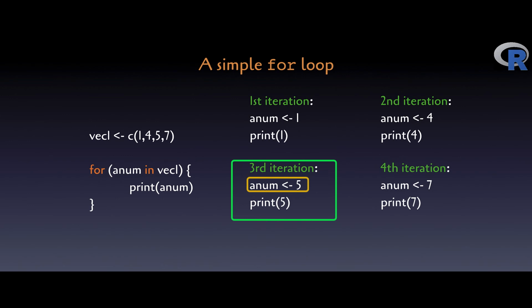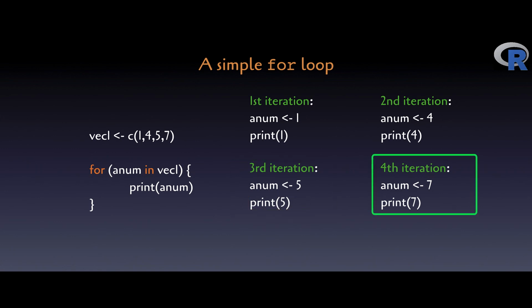So as you can see, enum is assigned iteratively each time a new value from this container object vec1, starting from the leftmost member and going to the rightmost one. And in the third iteration, enum takes the value 5, then print prints out 5. And the fourth iteration is the last iteration, since vec1 consists only of 4 members. So in this case, enum is assigned the value of 7, and print prints out 7. And that is the end of the for loop, since there is no other member of vec1 to traverse.